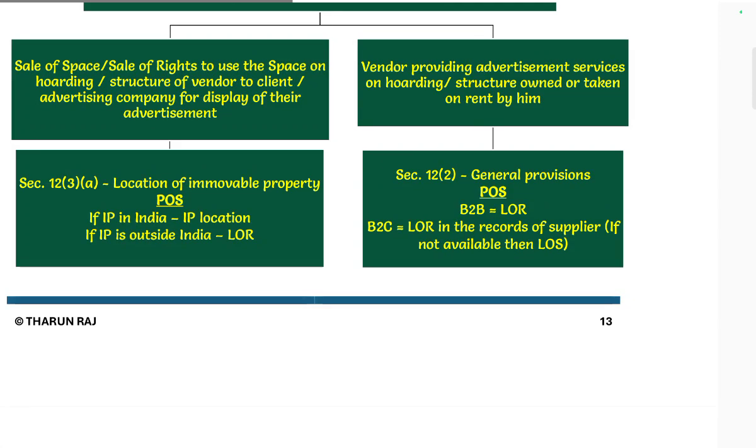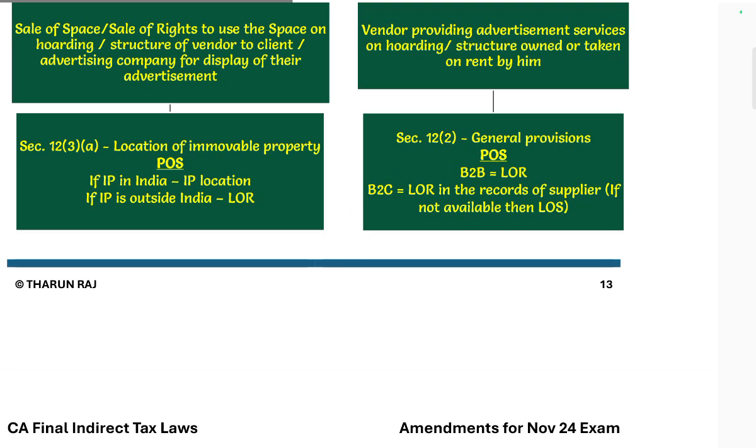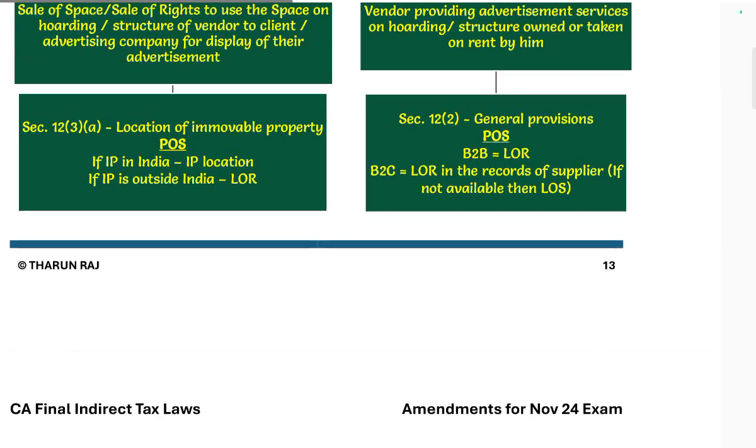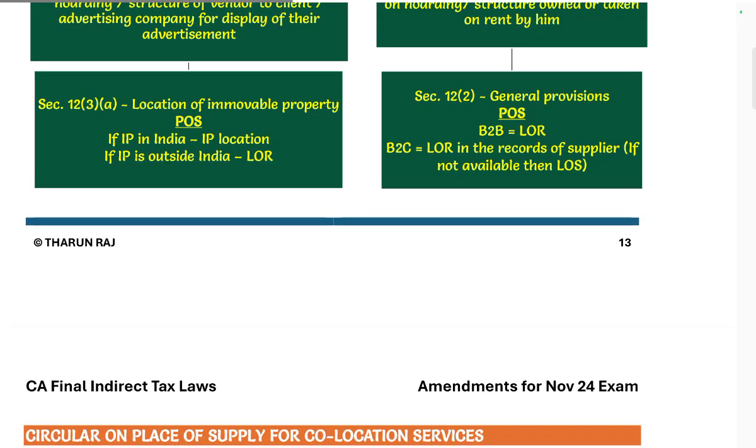Section 12 general provision of place of supply. B2B is location of the recipient. B2C location of the recipient in records of supplier, if not available, location of supply.